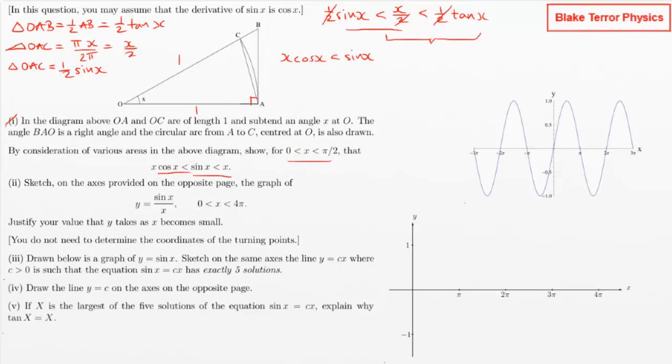Right, so that kind of fell into place, groping in the dark as we went along. But at least they told us what to do: consideration of various areas. So just follow the instruction and see where you end up. So that's not bad. Right, part 2 then.